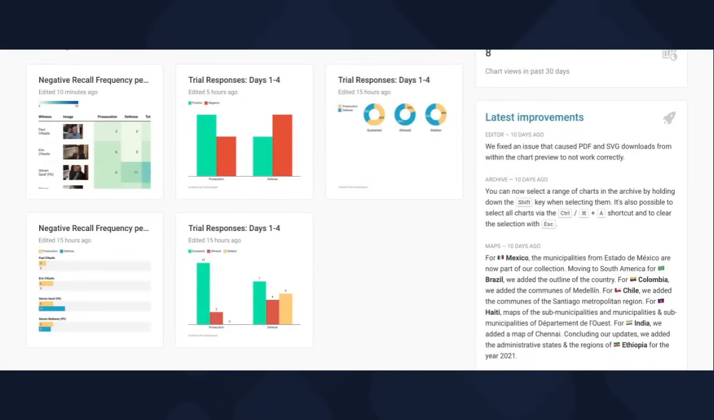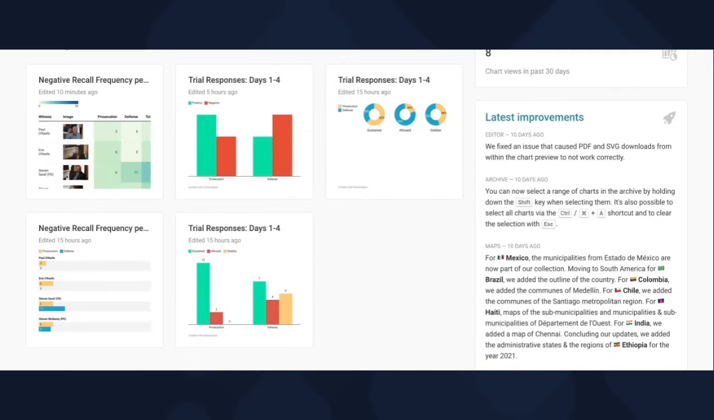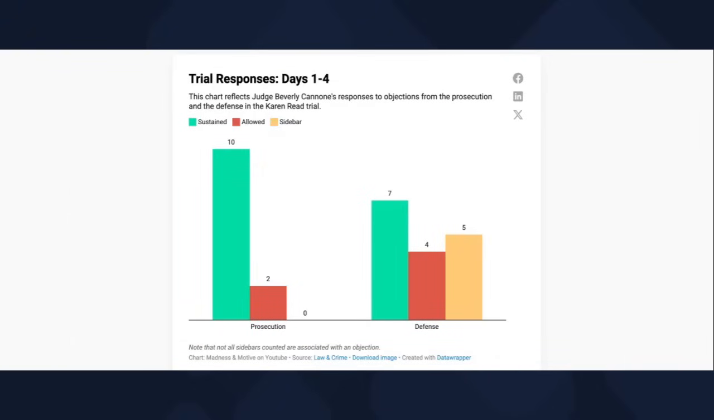We are 1 week into the Karen Read trial, and I wanted to check in today and show you five visuals I created based on what happened in the first 4 days of the trial. So let's hop into these right off the bat. The first visual reflects the judge's responses to objections from the prosecution and the defense.